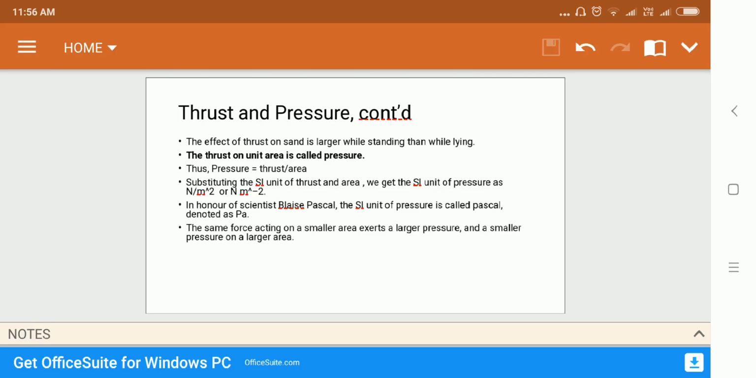So the same force acting on a smaller area exerts a larger pressure, and a smaller pressure on a larger area. I repeat, if the area is smaller, the same force is acting on a smaller area, so the pressure is more, right? And if the contact area is more, then the pressure is less, because area is in the denominator.